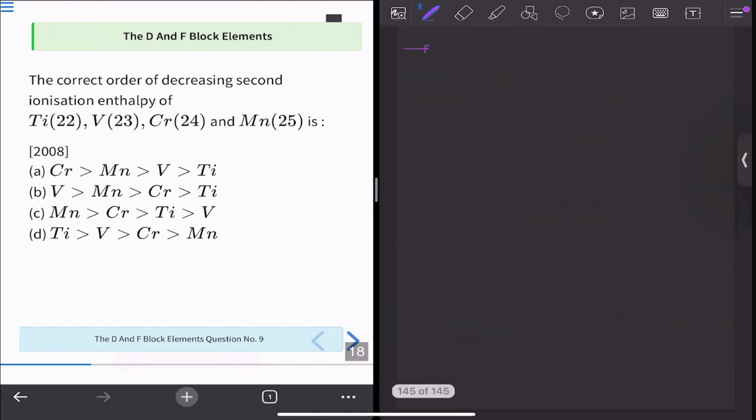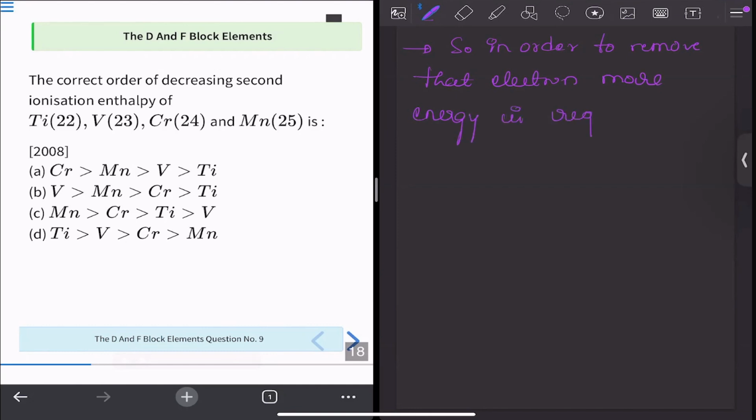In order to remove that electron, more energy is required. We know that all the elements want to be in a stabilized state, not in an unstable state. That element is already present in a stabilized state, so if you remove the second electron, it will undergo instability. So we need more energy. So option A is the correct answer.